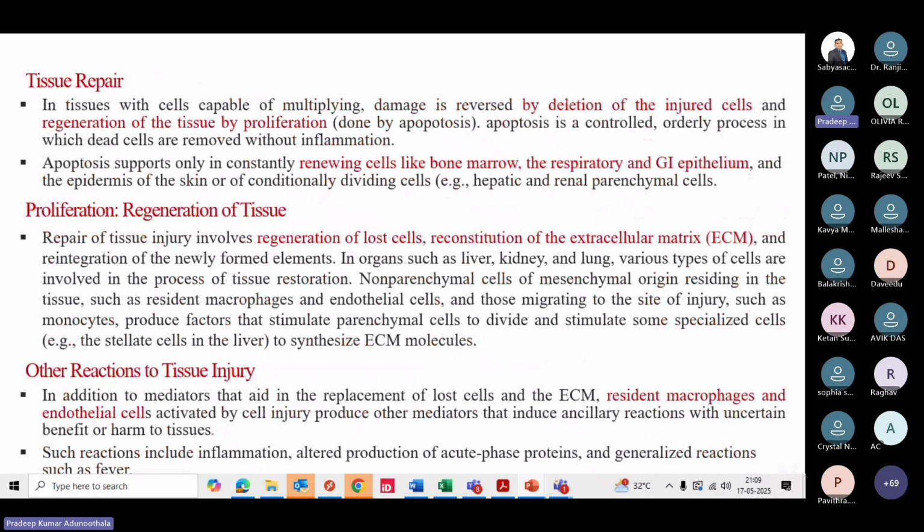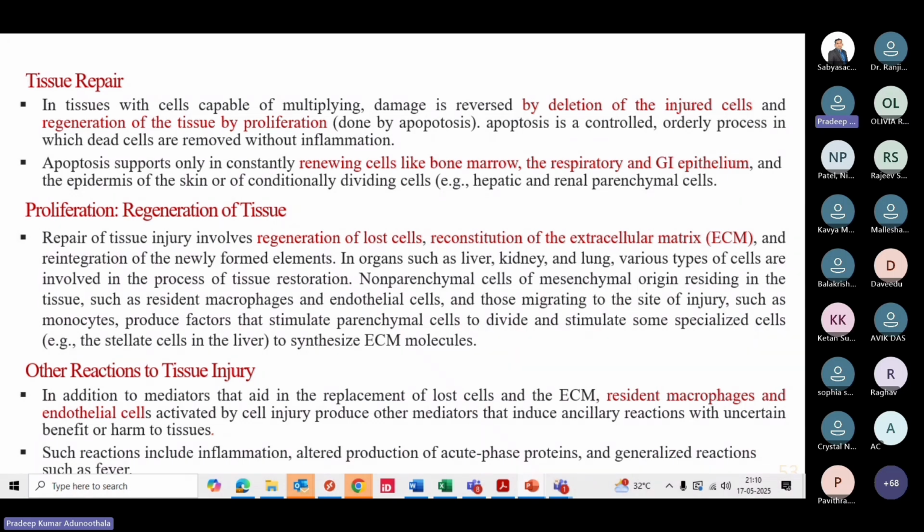So coming to tissue repair, in tissues with cells capable of multiplying, damage is reversed by deletion of the injured cells and regeneration of the tissue by proliferation. That is done by the apoptosis mechanism. Apoptosis supports this in constantly renewing cells, in bone marrow, the respiratory and GI epithelium, which are the places where cells are constantly renewed, and the epidermis of the skin, with conditionally dividing cells as well. Here apoptosis supports tissue repair, proliferation and regeneration of tissue.